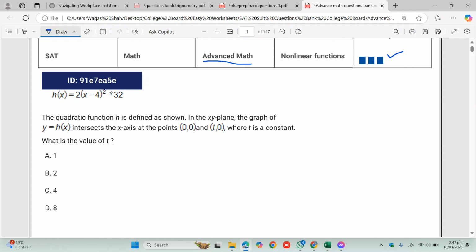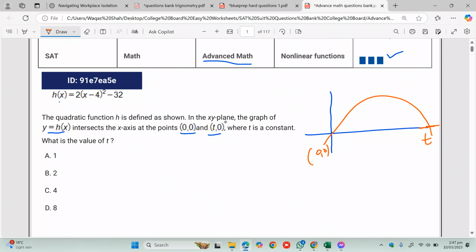The first question is: a function is given, h of x equals 2 times (x minus 4) squared minus 32, and it's given that the graph y equals h of x intersects the x-axis at (0, 0) and (t, 0). So graphically it will look like this. It intersects the x-axis at this point (0, 0) and (t, 0). So let's say this is t and this is (0, 0). Now we'll have to find the value of t.